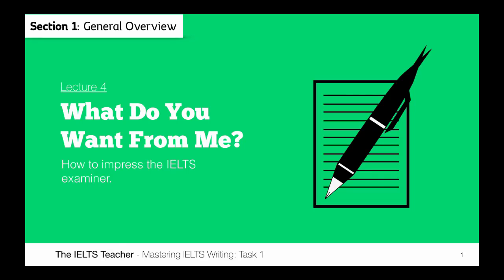Okay, now in this final lecture in this section, in the general overview section, we are going to look at the idea of the band descriptors. Now the band descriptors are what are used by examiners to help assess your response and therefore provide you with your score. So essentially what we're doing here is learning how to impress the IELTS examiner enough for him or her to give us a band 7.